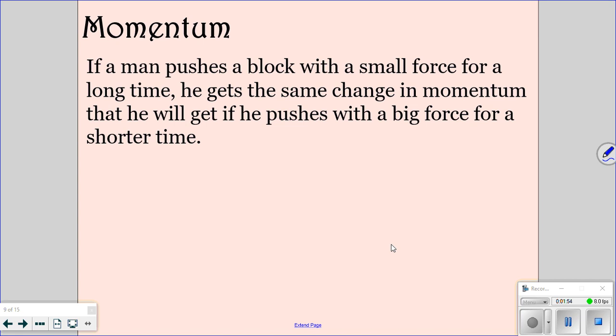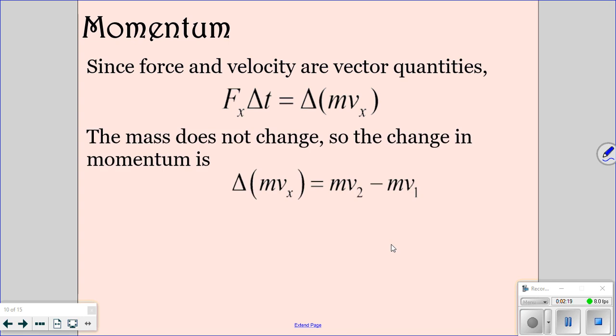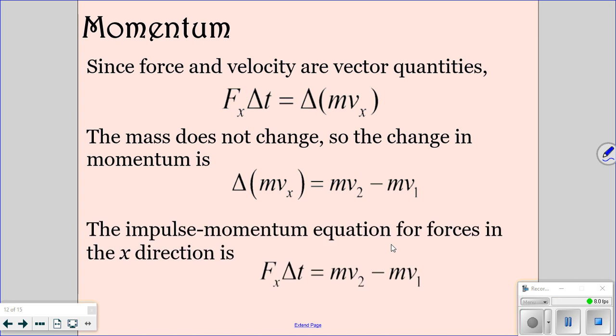If you have a man that pushes a block with a small force for a long time, he gets the same change in momentum as if he pushed it with a big force for a shorter time. So since force and velocity are vector quantities, you can say F sub x delta t equals change in mass times the velocity in the x direction. Since your mass doesn't change, you can actually say the change in velocity is whatever your v2 is minus your v1 and distribute the m. So you could write this equation here. And this would be your impulse momentum equation down at the bottom. So you may want to write that equation as well. This one here. Okay?